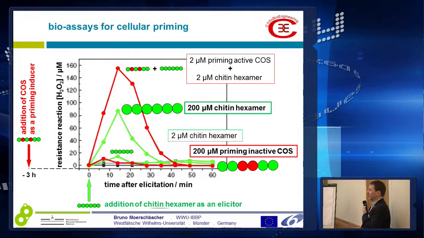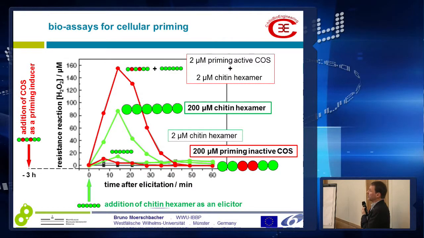Rice cell cultures are treated at this point with a chitin hexamer which is acting as an elicitor. It triggers resistance reactions. The resistance reaction can be monitored by the production of hydrogen peroxide in the medium. So when we add a large amount of this chitin hexamer, you can see this transient increase in hydrogen peroxide and then the decrease again, an oxidative burst. This is the defense reaction triggered by chitin. If we use low concentrations of chitin, then there's only a very small, almost imperceptible oxidative burst.